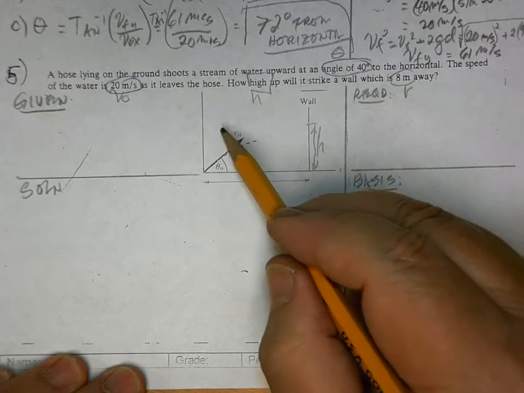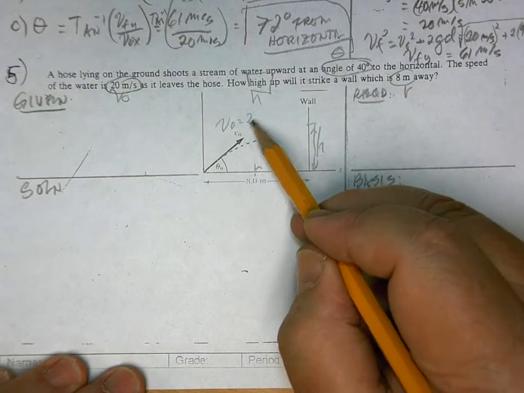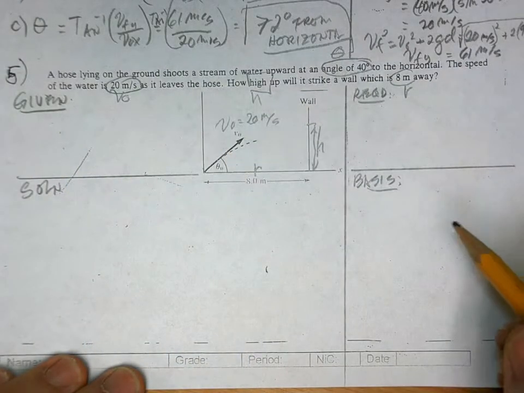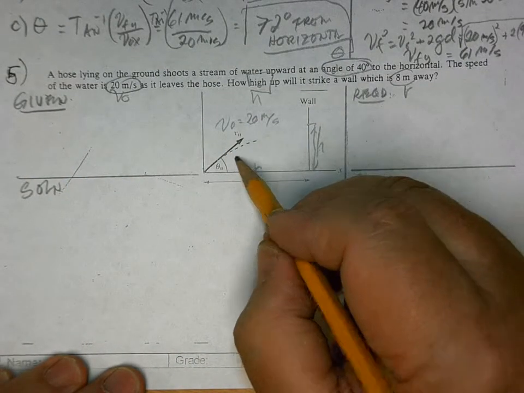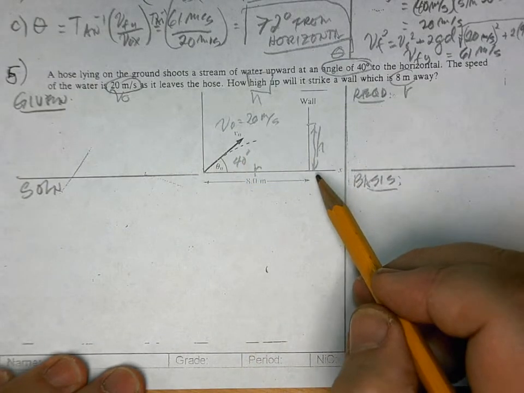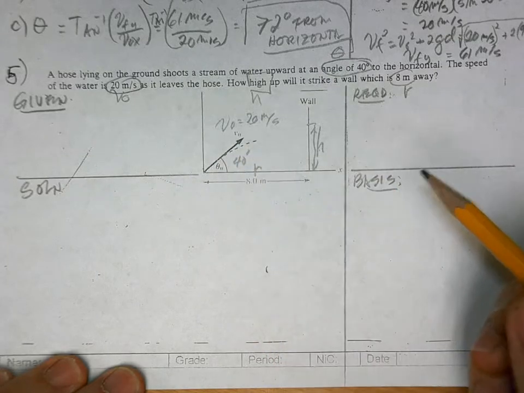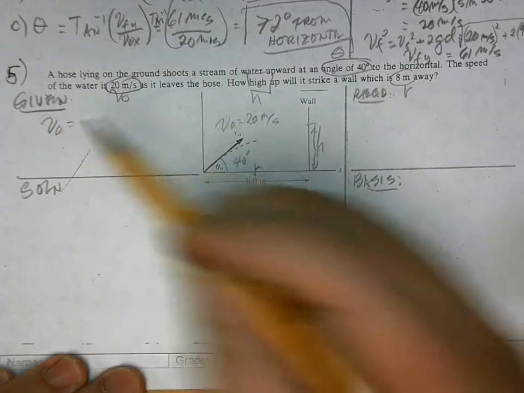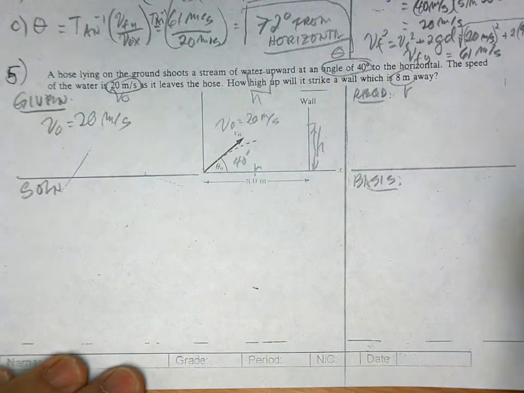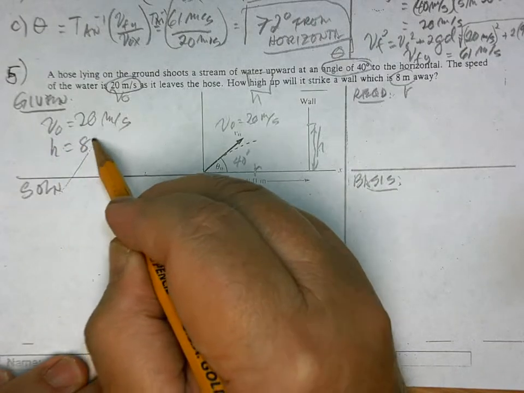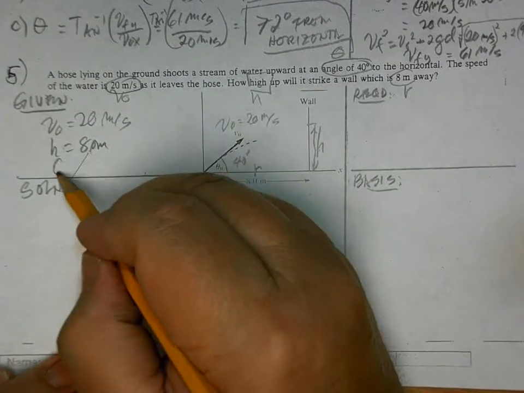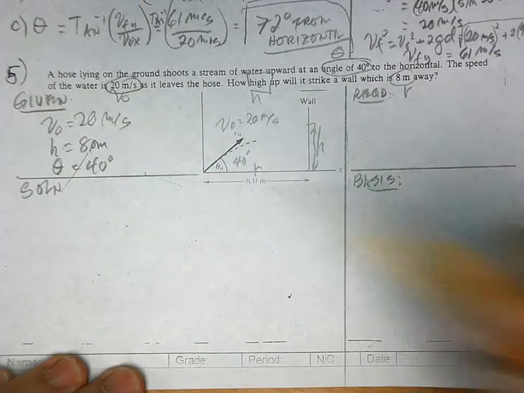Okay? And we have VO. It's given 20 meters per second. And this is given at 40 degrees. You can also write all your given stuff here on the illustration. VO is 20 meters per second. R is 8 meters. Theta is 40 degrees.